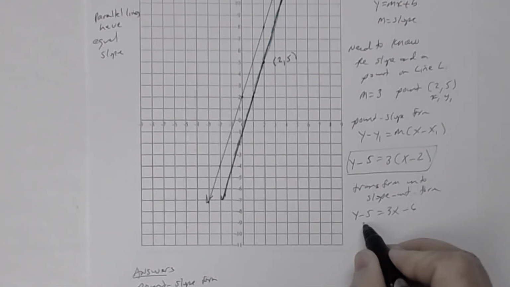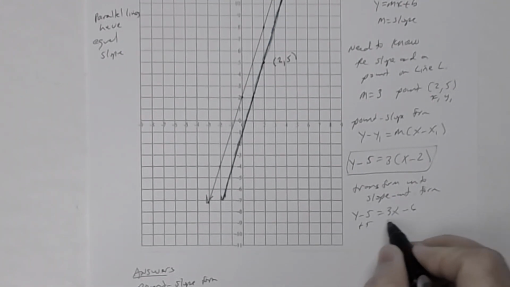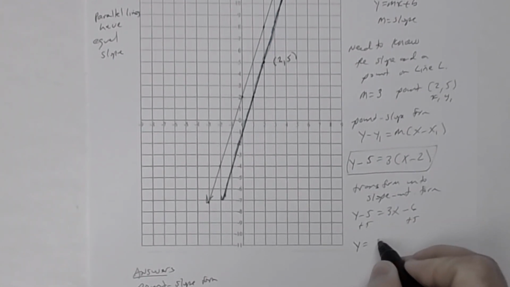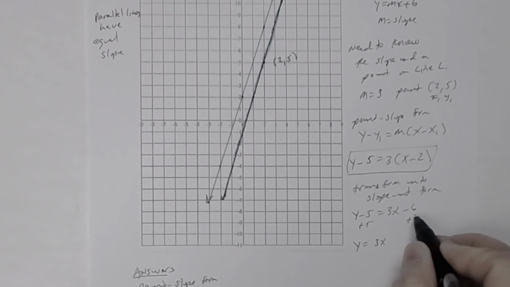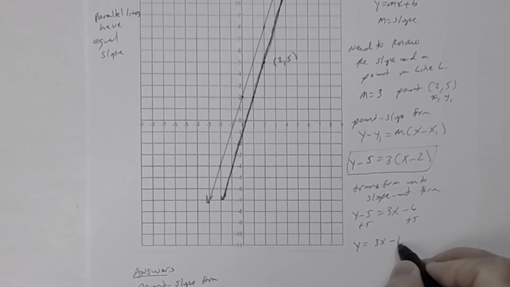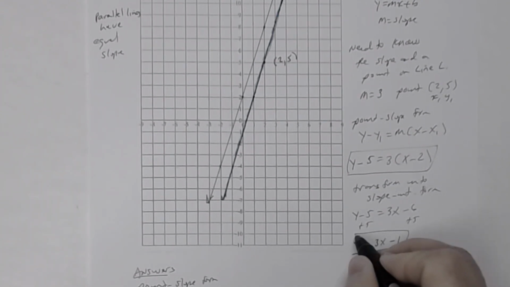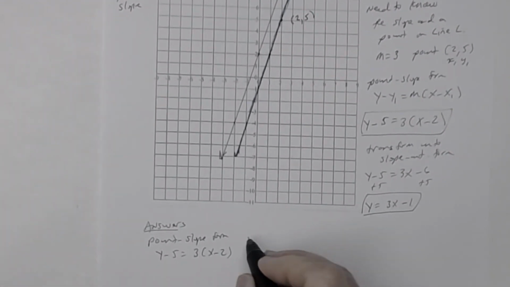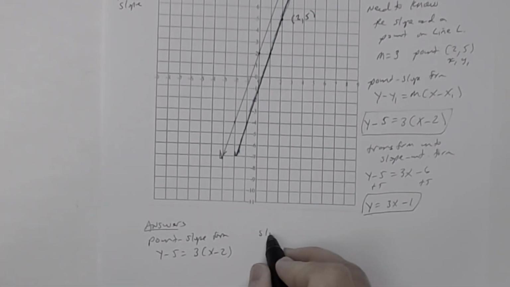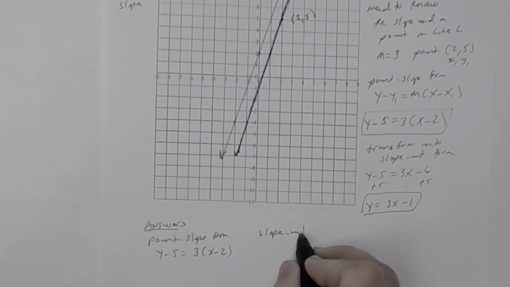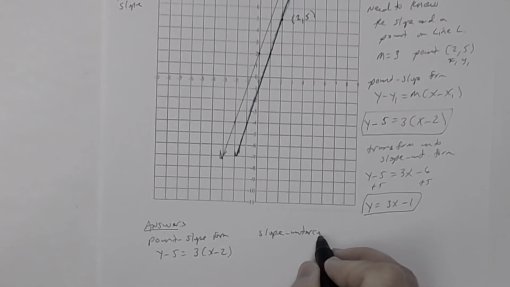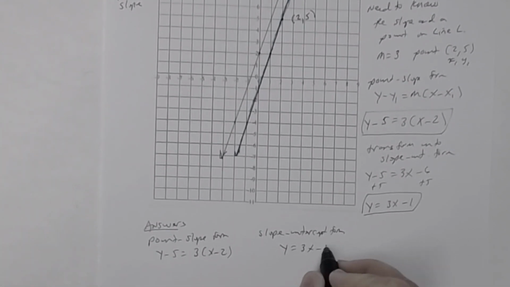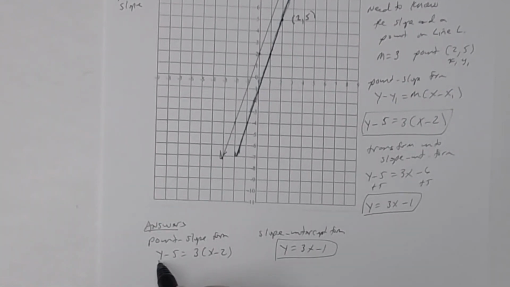And finally, to get y by itself, I add 5 to both sides, and notice I'm aligning my like terms. And so I get y equals 3x, negative 6 plus 5 is negative 1. And so that is your slope-intercept form. So right here I'm going to put slope-intercept form. So those are your answers. It's going to be y equals 3x minus 1. All right, and so that's it.